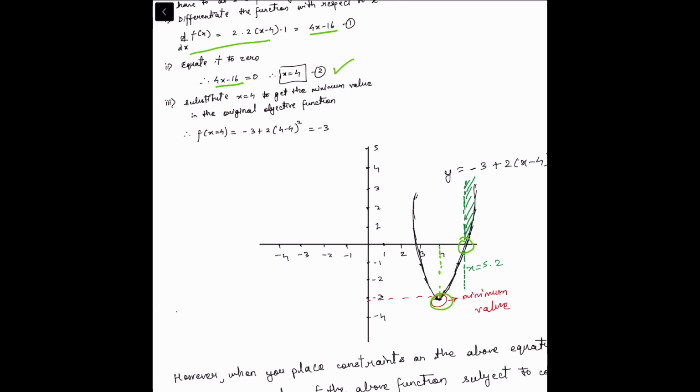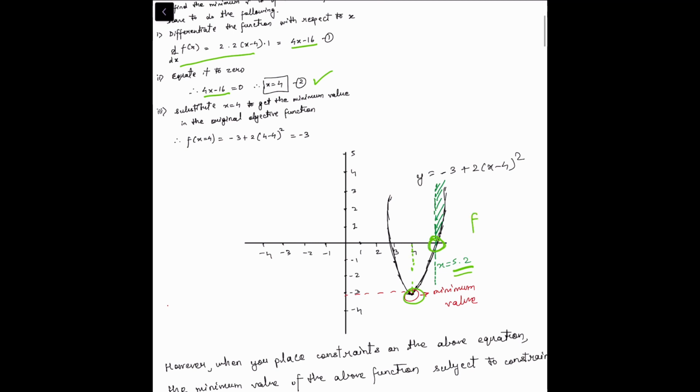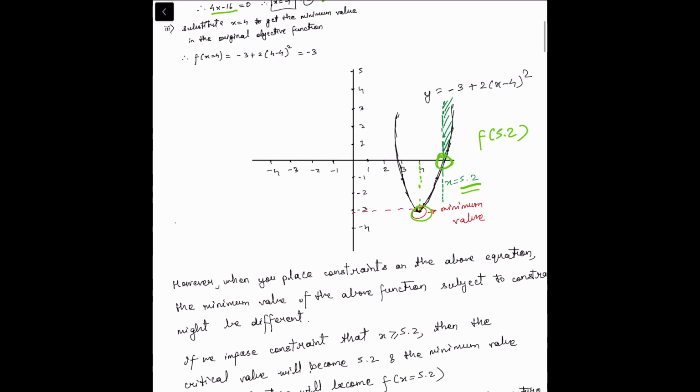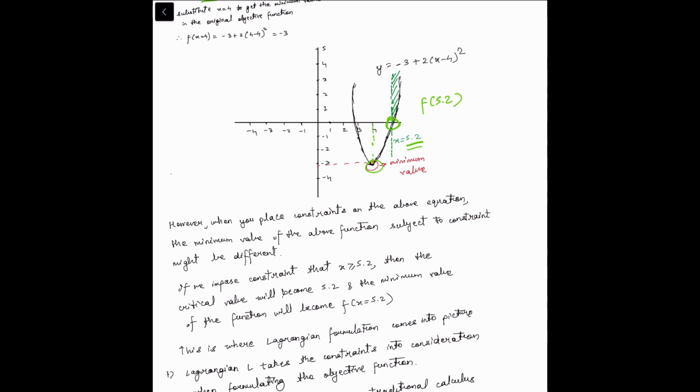However, when you place constraints on the above function, the minimum value changes subject to the constraint. If you impose the constraint that x is greater than or equal to 5.2, then the critical value becomes 5.2, and the minimum value of the function then becomes f(5.2). Thus we can't use the traditional calculus methods here to find the minimum value of the function, because adding more constraints makes it more complex to solve.